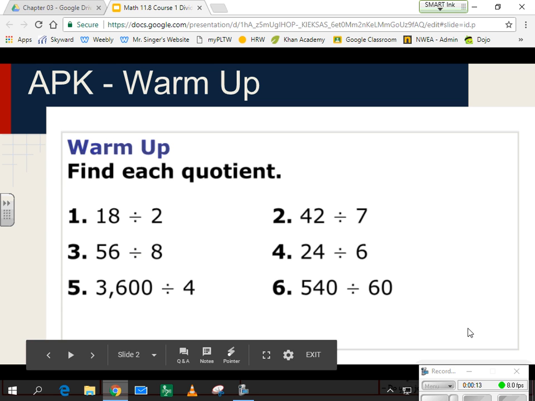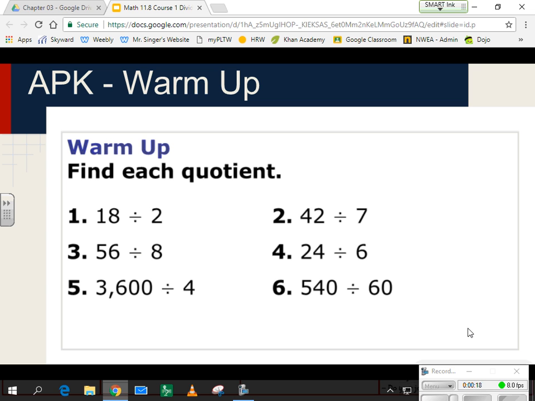6 problems for you today, all dividing. Surprising, since we're doing division. Well, not really surprising. All right, I'm done talking. Do your best.